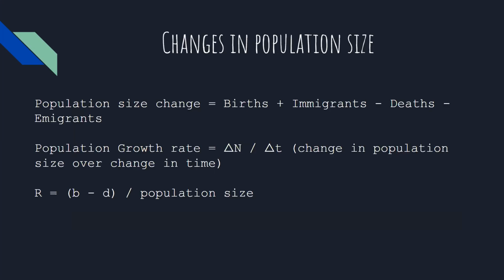The changes in population size are given by a few specific equations. The first one is population size change. This one's pretty obvious. You have the number of births plus immigrants, which is the number you're getting from somewhere else, minus the deaths, minus the emigrants, which is just the number of organisms leaving a certain area. Population growth rate is equal to delta N over delta t, which is change in population size over change in time. And r is equal to births minus deaths over population size.